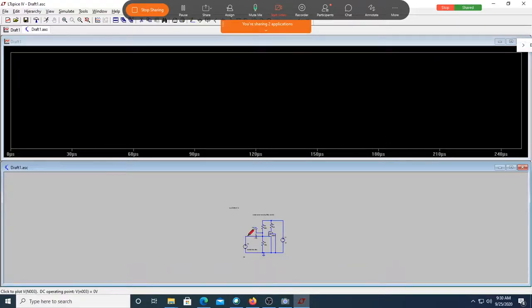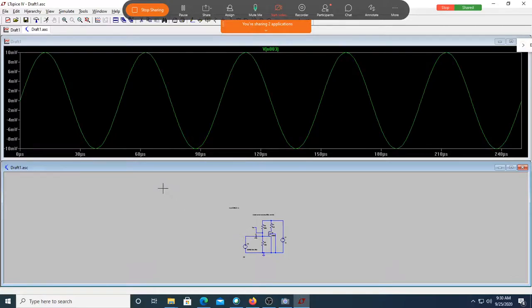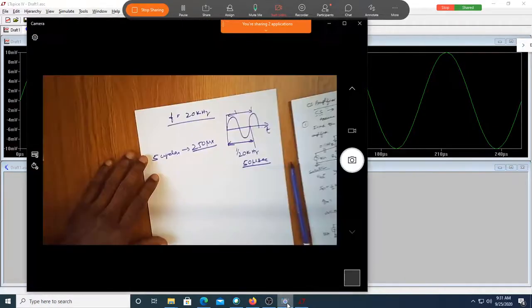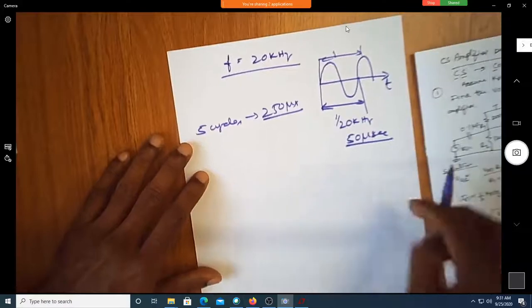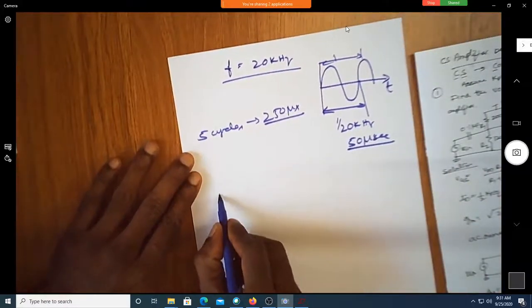Are you seeing the waveform now? Can you count the number of cycles? 1, 2, 3, 4, 5. Am I correct? Can you see the amplitude is going from 0 to 10 millivolt and then coming down to minus 10 millivolt? Yes, sir. Okay, now again let me go to this. Let me rewrite the circuit that I have.